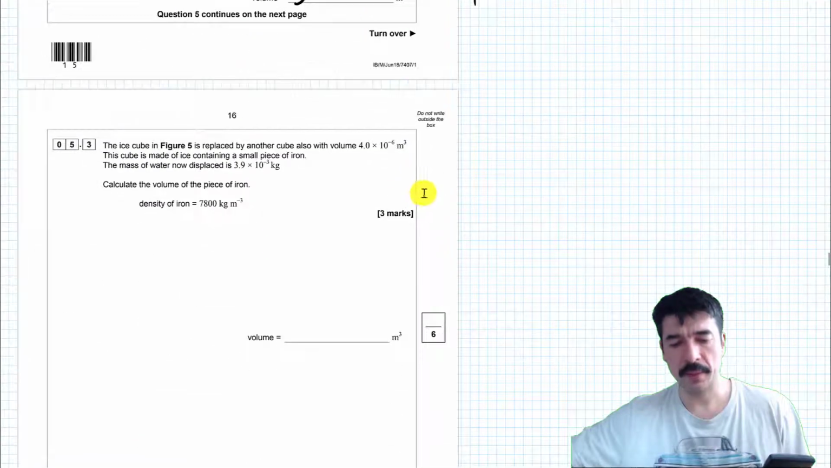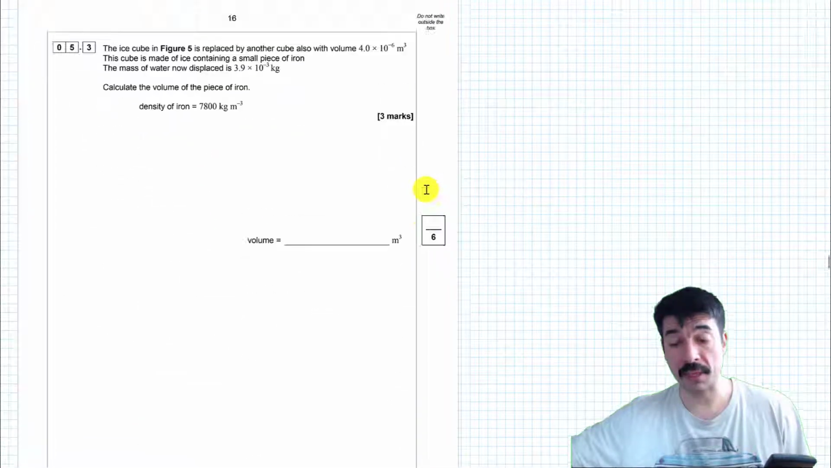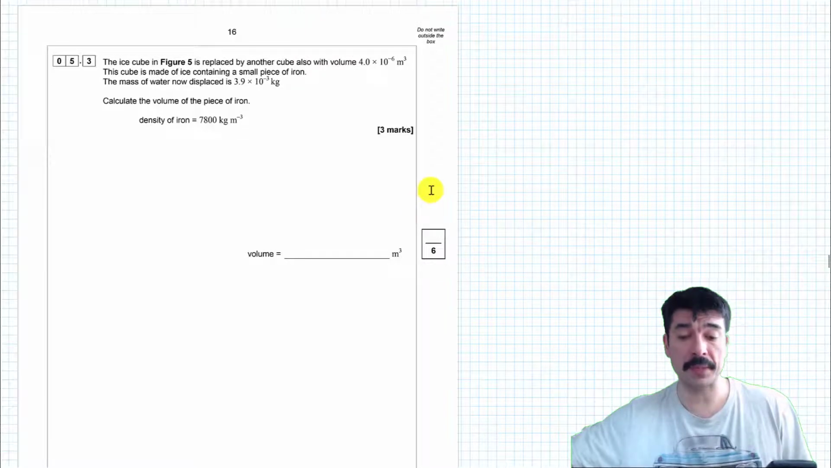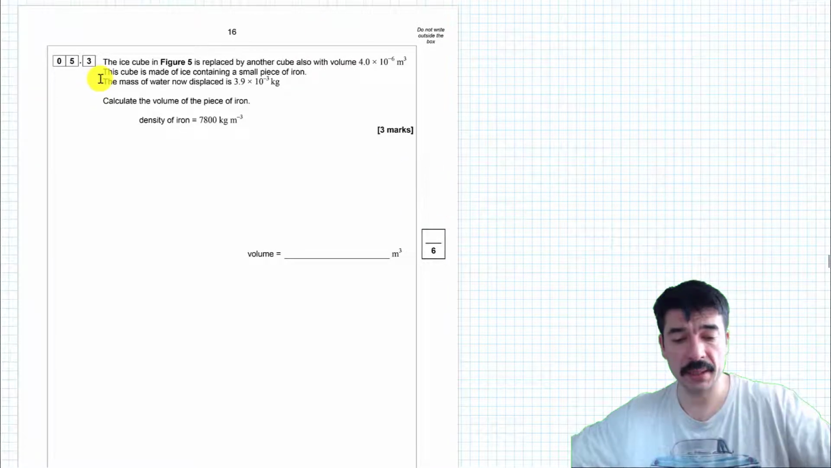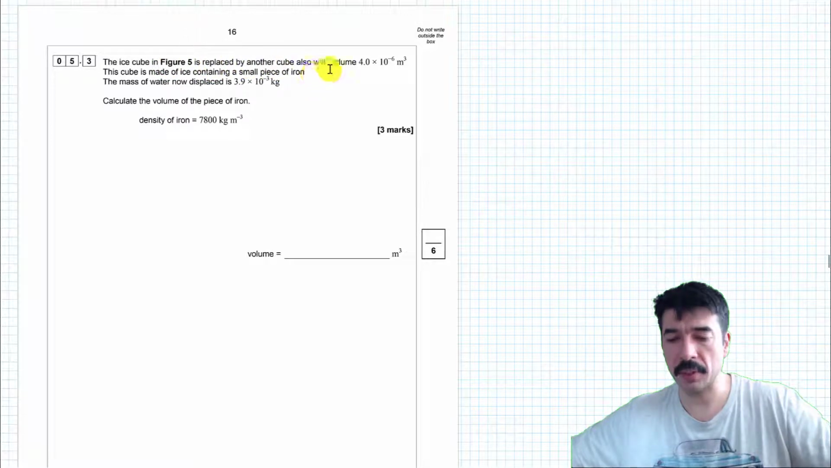Right, final bit. Now I've checked this out already, and I think it's, again, quite a tough question actually. So in this case, the ice cube in figure 5 is replaced by another cube also with a volume of 4 times 10 to the minus 6 meters cubed. The cube is made of ice containing a small piece of iron. The mass of water now displaced is 3.9 times 10 to the minus 3 kilograms. So it's displaced a little bit less water. Calculate the volume of the piece of iron.